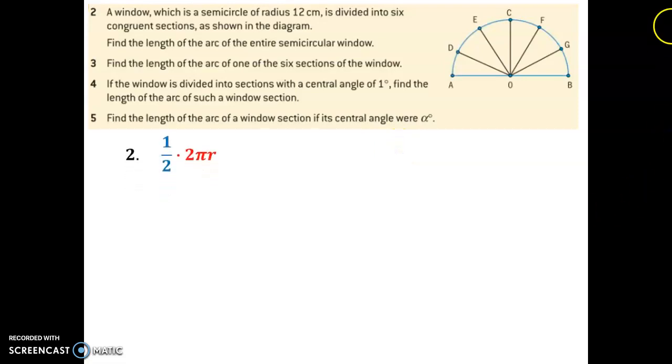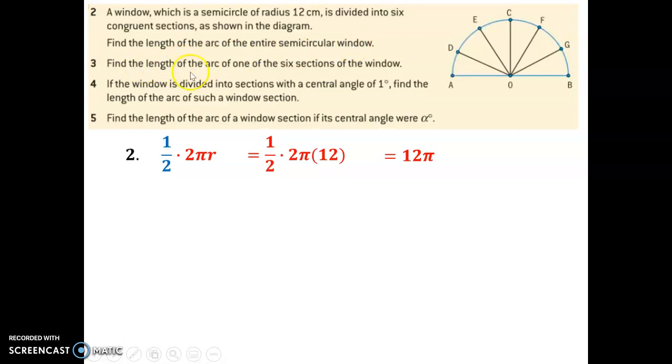So by that formula, we know that we have a semicircle, so we have exactly half the circle, right? So half the circle means we're going to have half the circumference. And plugging in those values, we know the radius is 12, so r is replaced by 12. We have half of that, and that becomes 12 pi. The half and the 2 cancel, and you're left with 12 pi. So that's the length around here, from A to B.